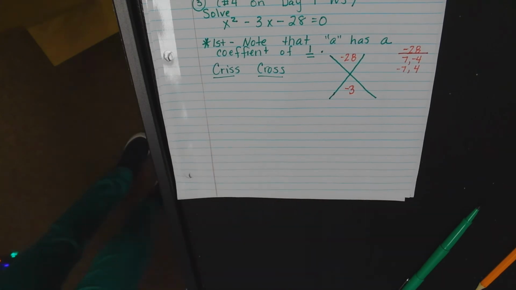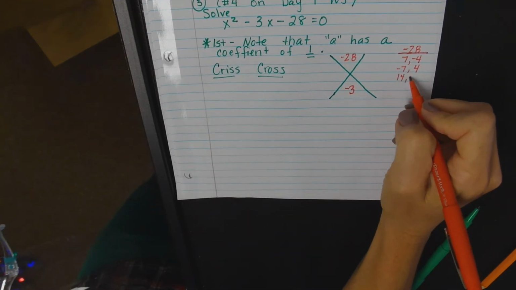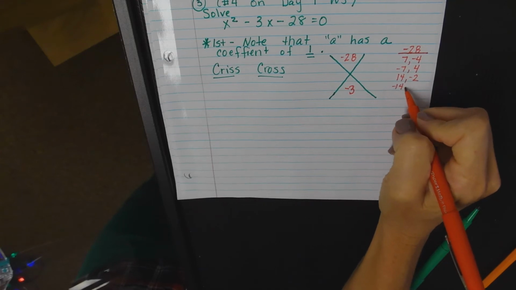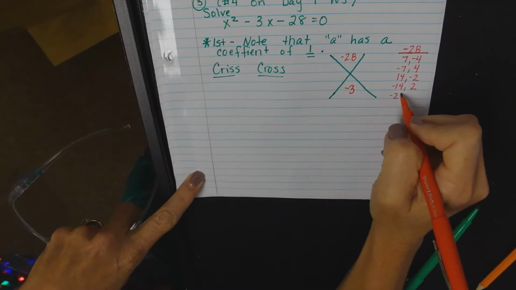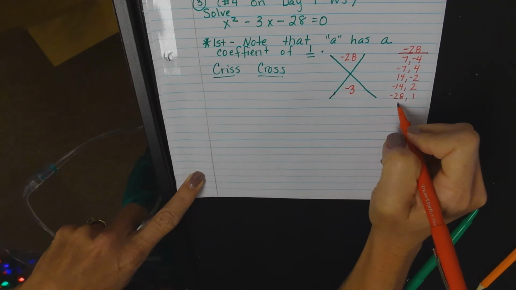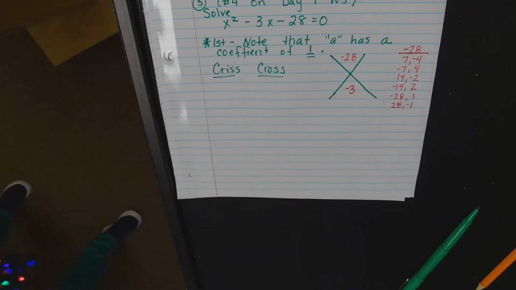Can anybody figure out what we're doing here? The answer's right in front of you. You've already written it down. 14 and 2, and negative 2, and then negative 14 and positive 2. And then the obvious, right? Negative 28 and 1, 28 and negative 1. Factors of negative 28.